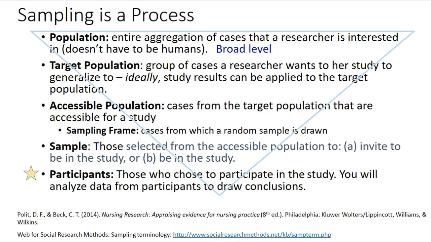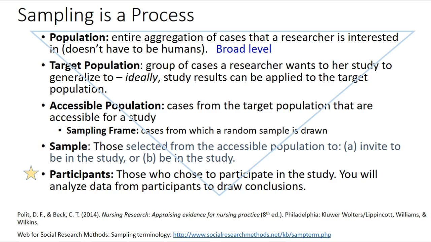The accessible population are those cases from this target population that are accessible for a study. And so that's something that a researcher needs to think carefully about. Are there potentially people in this target population that I want to study that I don't have access to? And obviously that will depend on your target population.